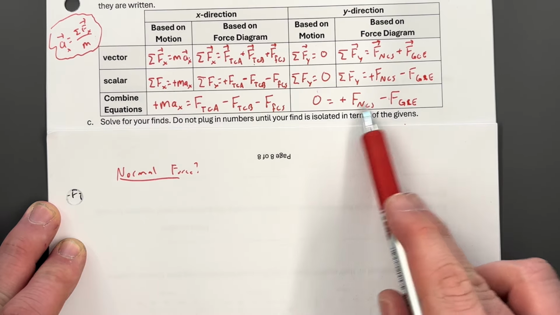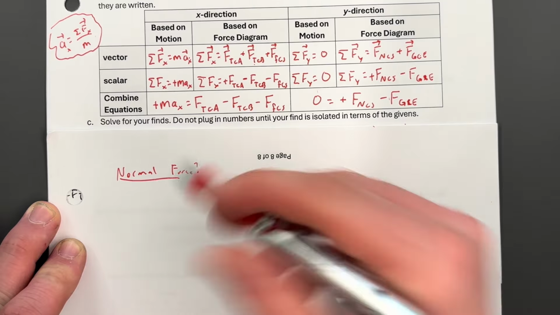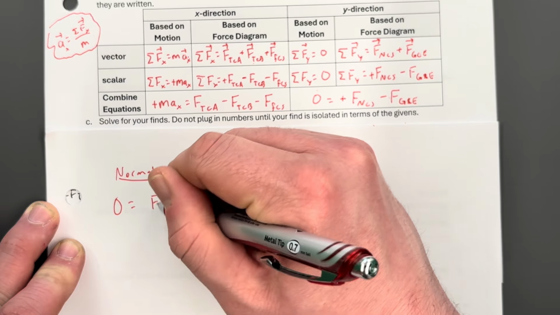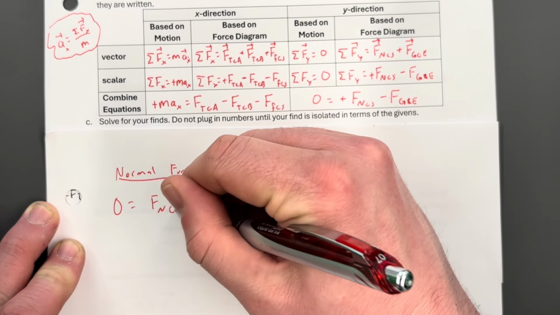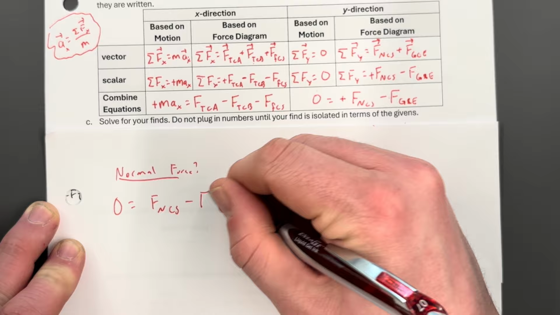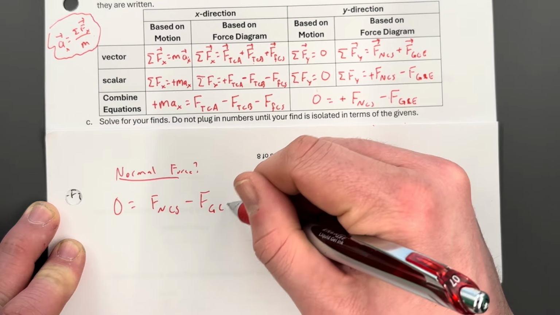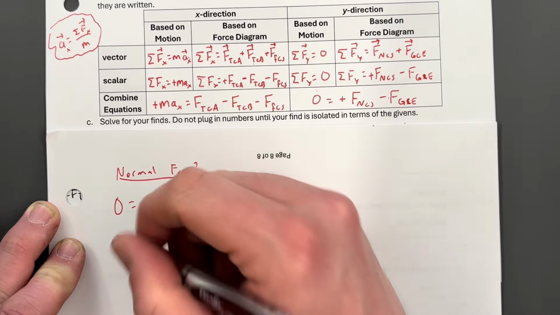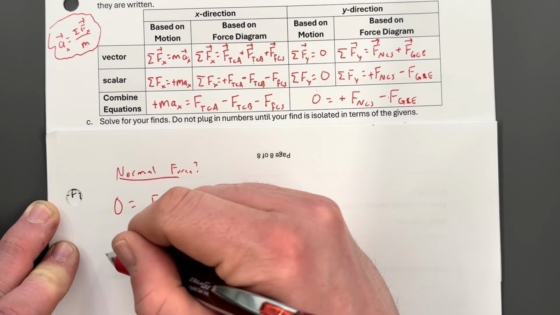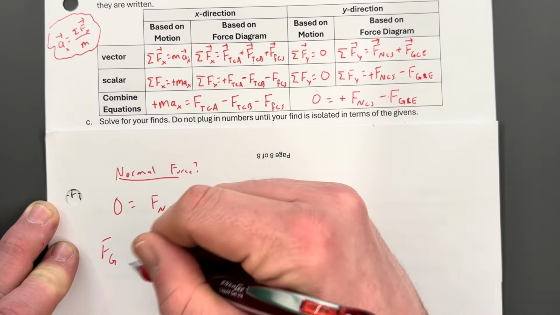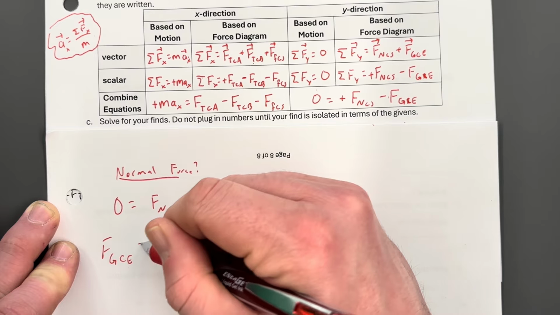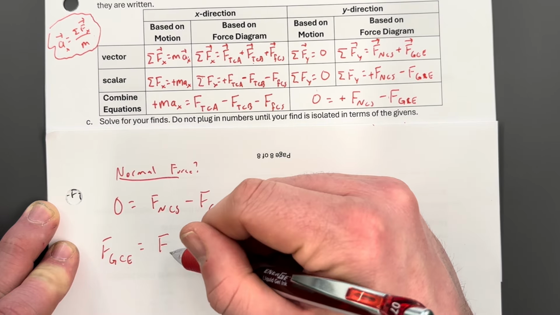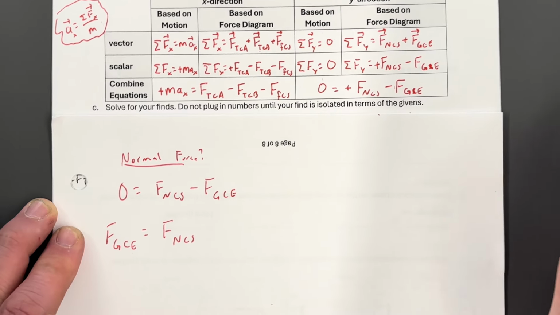And we will grab that from the other equation we have here. So we have 0 equals the normal force on the crate by the surface minus the gravitational force on the crate by the earth. I want to isolate for the thing I'm trying to find, so I can subtract this over to the other side. I can say the gravitational force on the crate by the earth is equal to the normal force on the crate by the surface that I'm looking for.